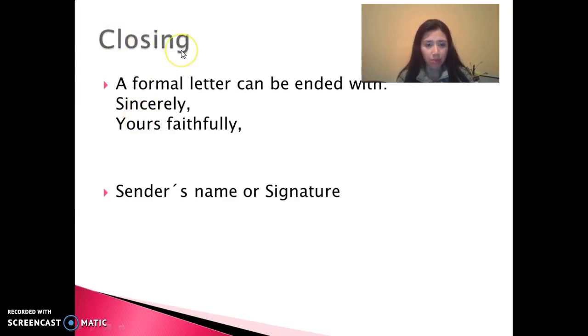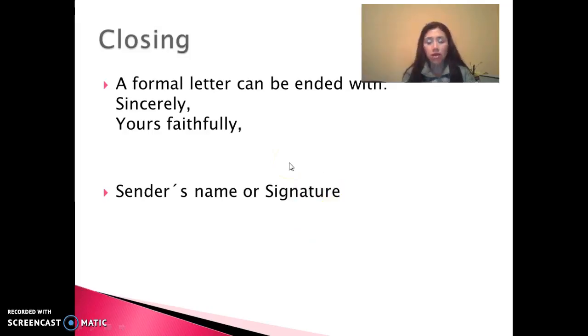At the very end of the letter, you need to put expressions like sincerely or yours faithfully. These are the most common expressions, but you can use any other. But remember that this is a formal letter. And of course, after this, you need to include your name, or you can put your signature.